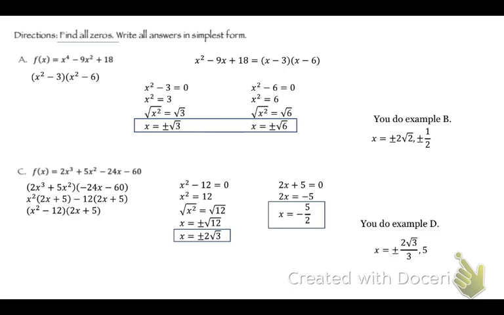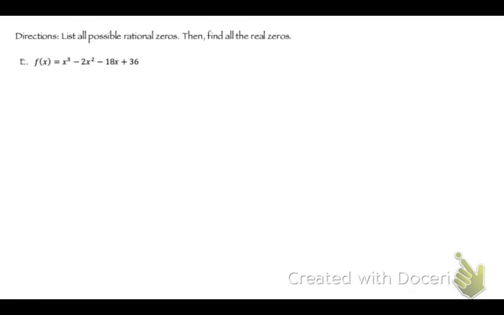Okay, you can do example D. You should get 2 square roots of 3 over 3 and 5. I might go over this one in class just because I need to show you guys that you can't have a square root in the denominator, so you have to get rid of that square root. I think you guys can figure it out. I have all of the confidence in you, so I want you to try it and see if you can figure that one out. Okay?